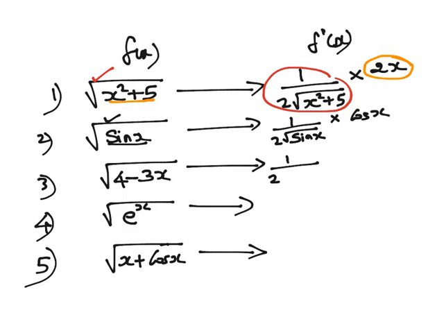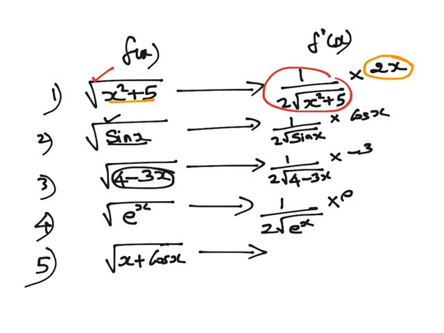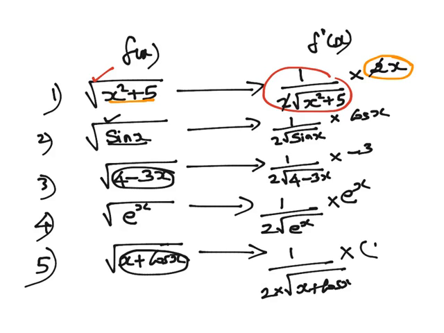1 by 2 root of 4 minus 3x multiplied with the derivative of this, which is nothing but minus 3. Okay, the fourth problem: 1 by 2 root of e power x multiplied with e power x. Here in fact you can cancel 2 and 2. And finally, for the last problem, the derivative is 1 by 2 times square root of x plus cos x multiplied with the derivative of this, which is nothing but 1 minus sine x. Okay, so these are problems involving square root functions.